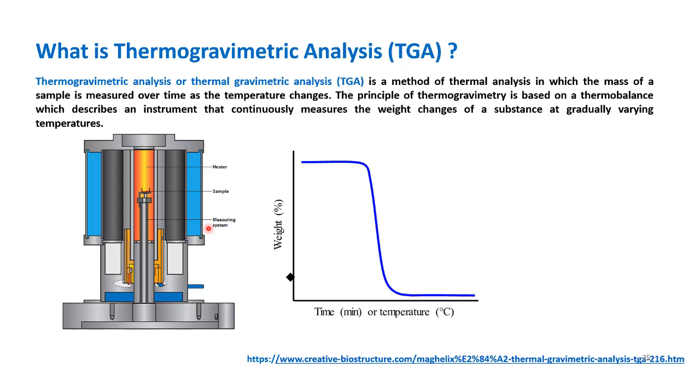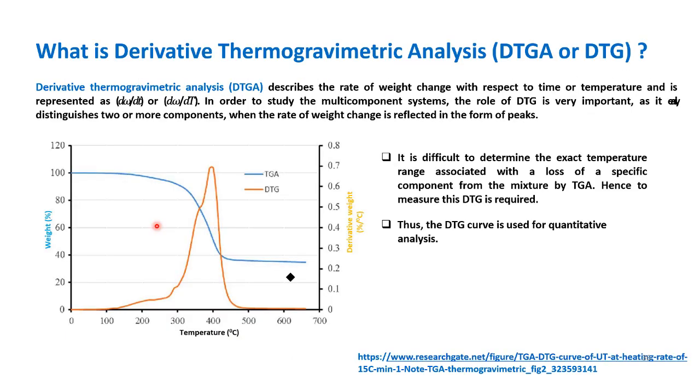The principle of thermogravimetry is based on the thermobalance, which describes an instrument that continuously measures the weight changes of a substance at gradually varying temperatures. Here is a typical diagram of a thermogravimetric analysis instrument. We have a measuring system and a sample. Our sample is kept here, and this is the heater. Basically, this is kept in a furnace, and this kind of curve we will get. This is called a thermogram.